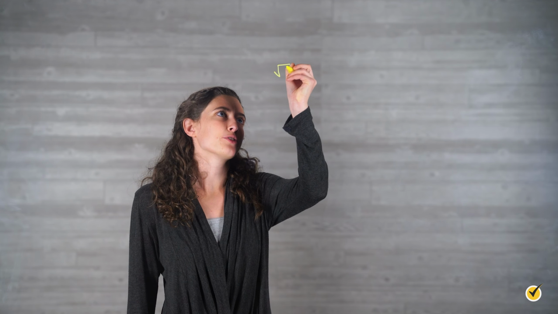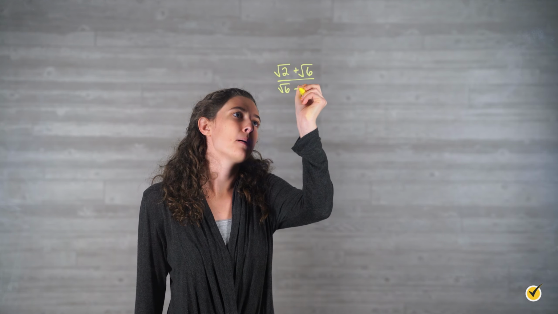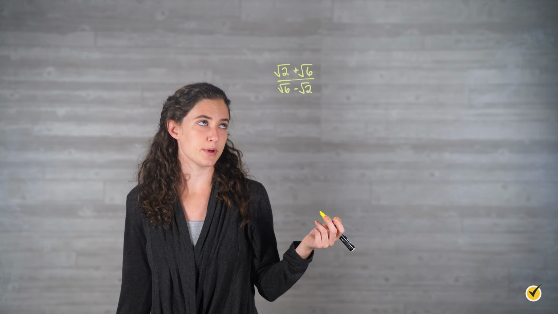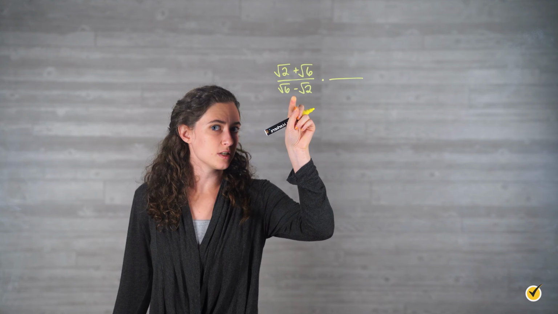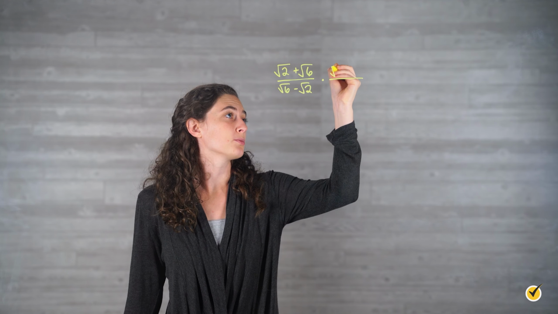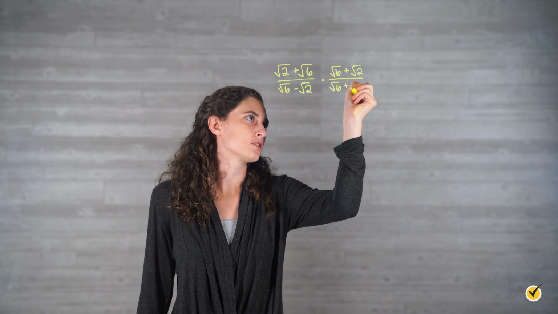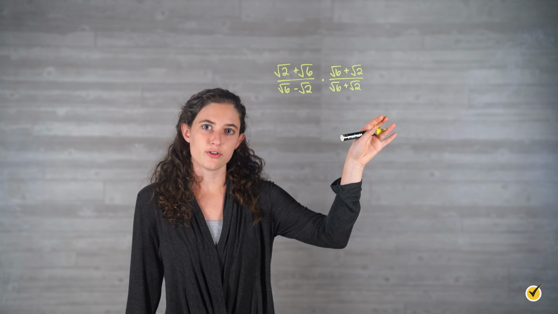First, we need to make a conjugate version of the denominator and multiply the answer. So our first fraction is the square root of 2 plus the square root of 6 over the square root of 6 minus the square root of 2. Remember, we need to multiply by the conjugate of the denominator. So we'll make a fraction out of the conjugate of the denominator. The conjugate means that the sign in between the two terms is going to change. So we'll multiply by the square root of 6 plus the square root of 2 over the square root of 6 plus the square root of 2. This fraction simplifies to 1, so we're not changing the value of our fraction at all.